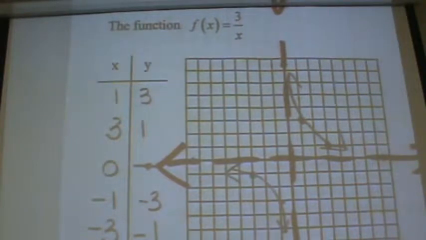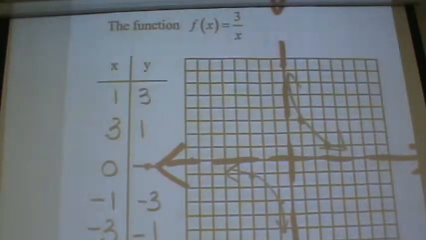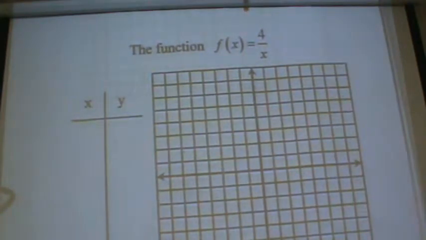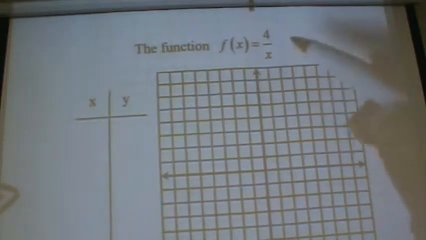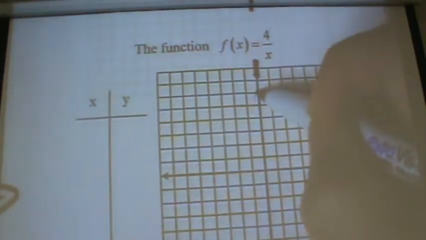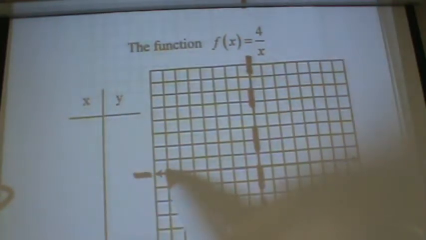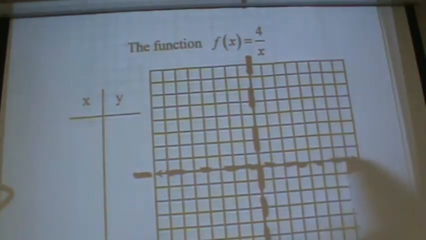Okay, so the function f of x equals 3 over x: it went over 1, up 3. 1, 3, 3, 1, negative 1, negative 3, negative 3, negative 1. What do you think this graph is going to do? Do you think the asymptotes are going to be any different? Without touching our calculator, let's see if we can guess, and then look at our graph.